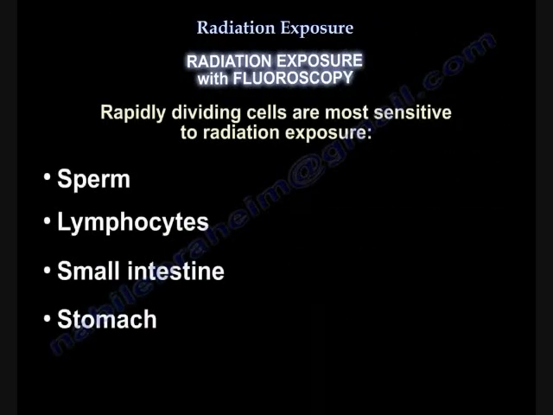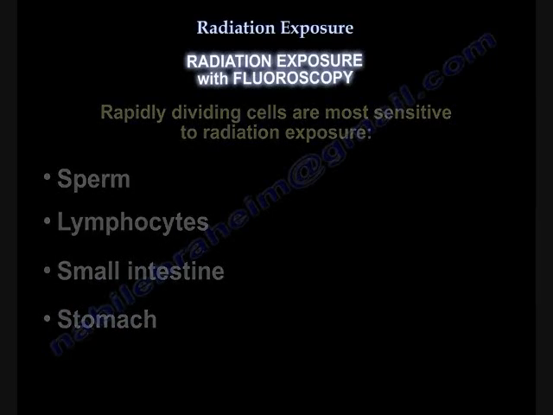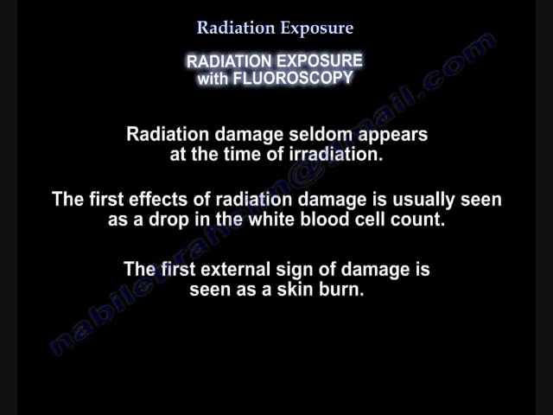Rapidly dividing cells are most sensitive to radiation exposure, such as sperm, lymphocytes, the small intestines, and stomach. Radiation damage seldom appears at the time of irradiation. The first effect of radiation damage is usually seen as a drop in the white blood cell count. The first external sign of damage is seen as a skin burn.